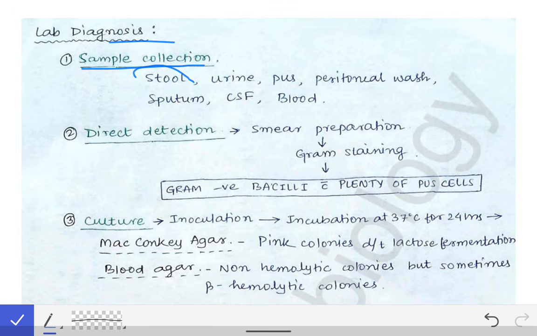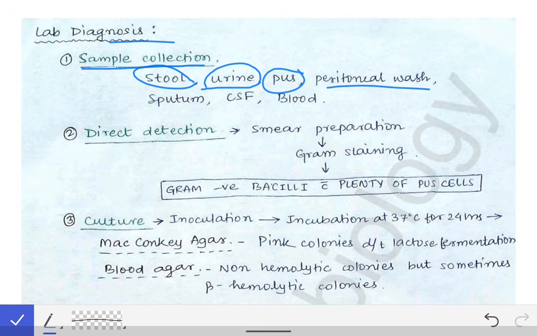The specimen can be stool whenever there is suspicion of E. coli causing diarrhea. Then the specimen can be urine whenever there is suspicion of UTI being caused by E. coli. Then pus can be collected whenever we think that a wound infection has been caused by E. coli.